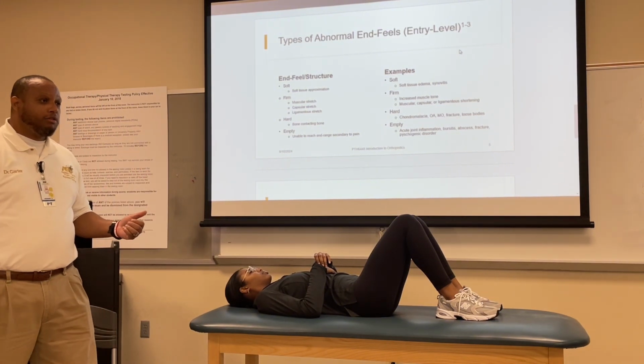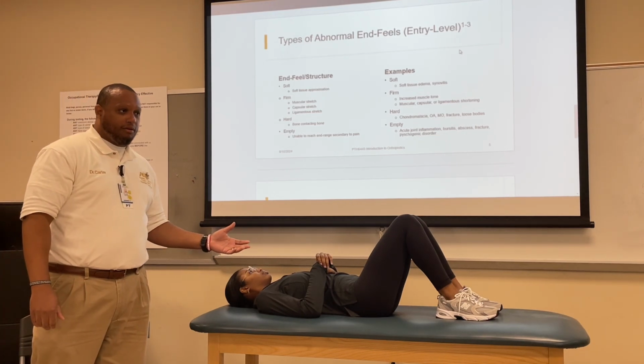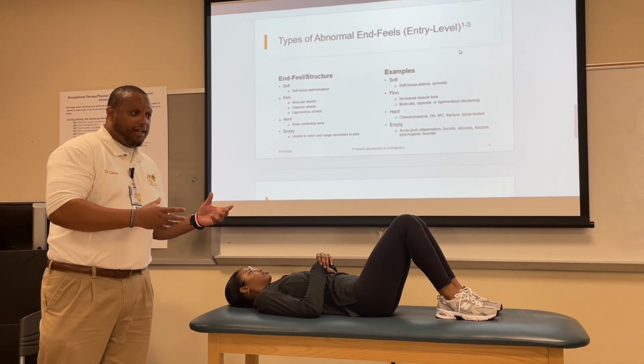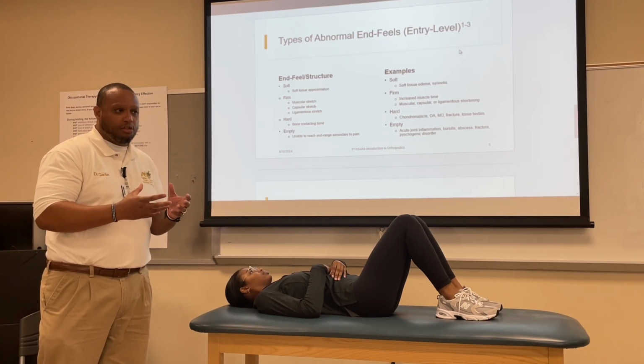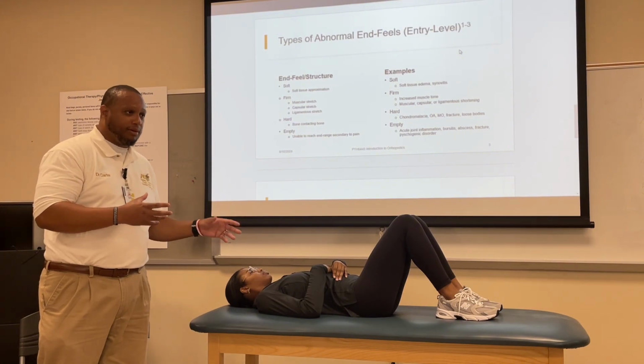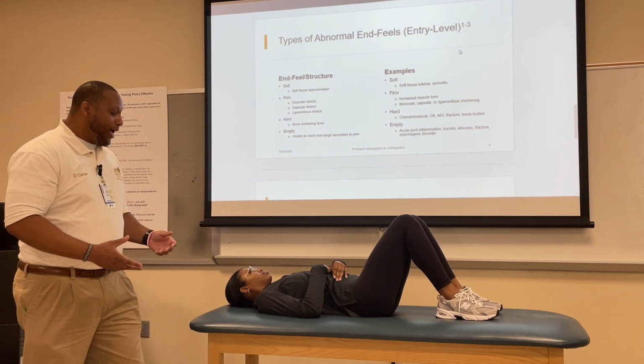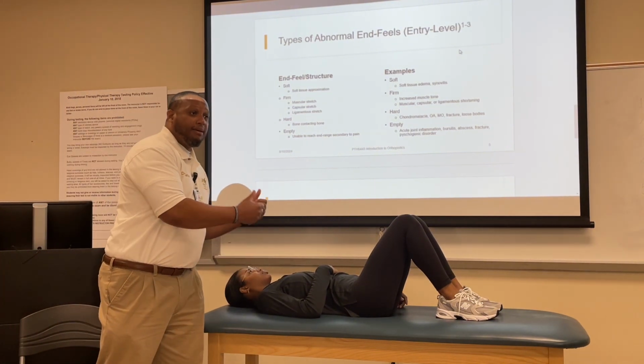So now I'm getting a feel for her end-feel. It has to be musculature. It could be ligamentous, but I'm gonna go with musculature. So now, what muscles could limit shoulder flexion?